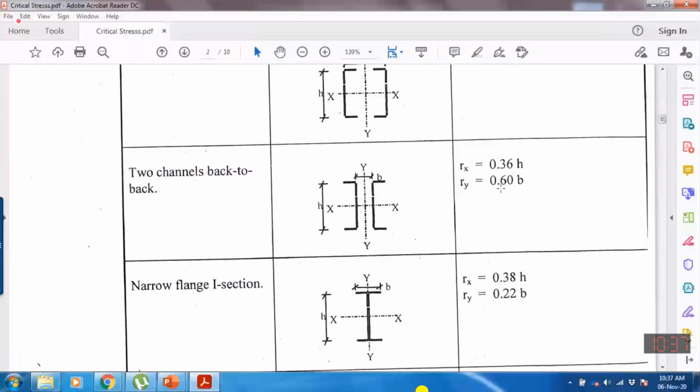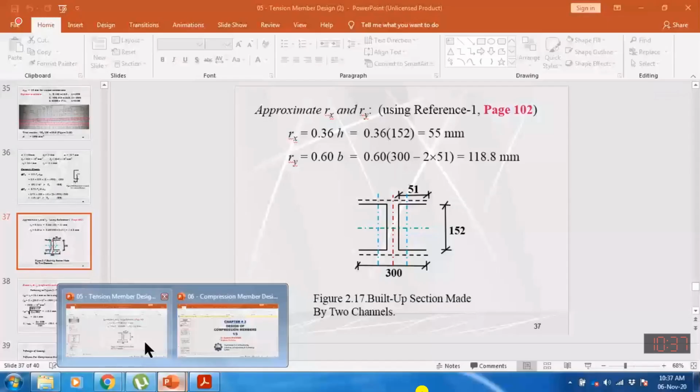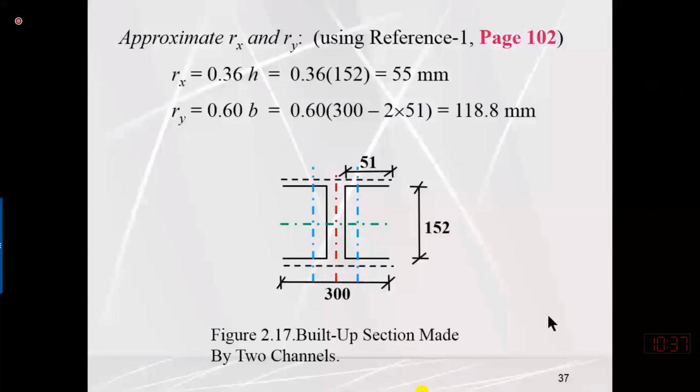So we are using this. The H value is 152, so Rx approximate is 55, and the Ry approximate value is 0.6 times B. B is the clear distance, which is 300 minus 2 times 51.